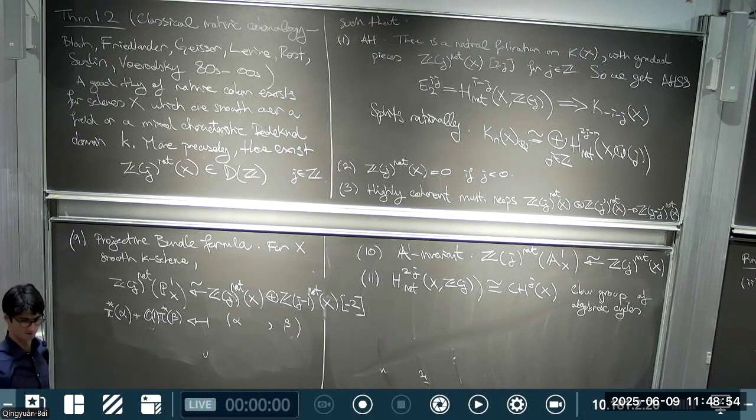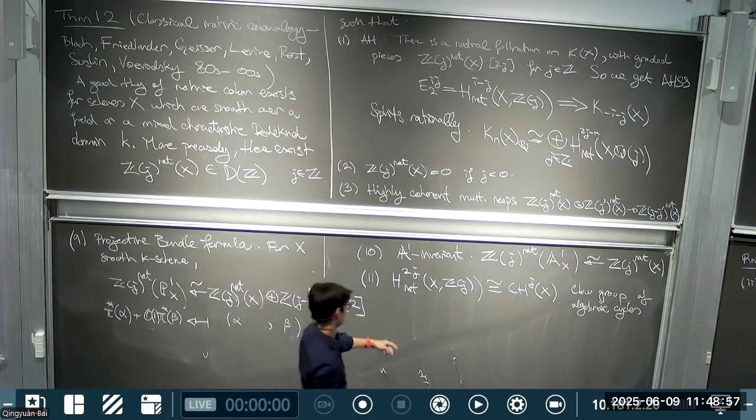So how is this map defined? This one, how is it defined?